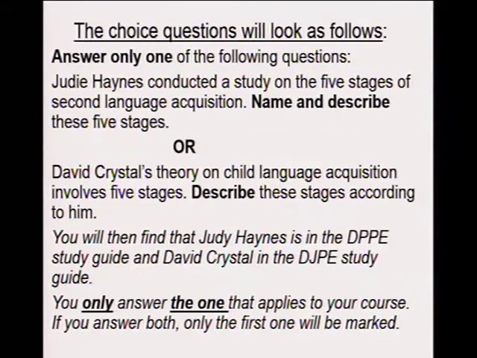The choice questions will look as follows. Answer only one of the following questions. Judy Hayes conducted a study on the 5 stages of second language acquisition. Name and describe these 5 stages. Or, David Crystal's theory on child language acquisition involves 5 stages. Describe these stages according to him.